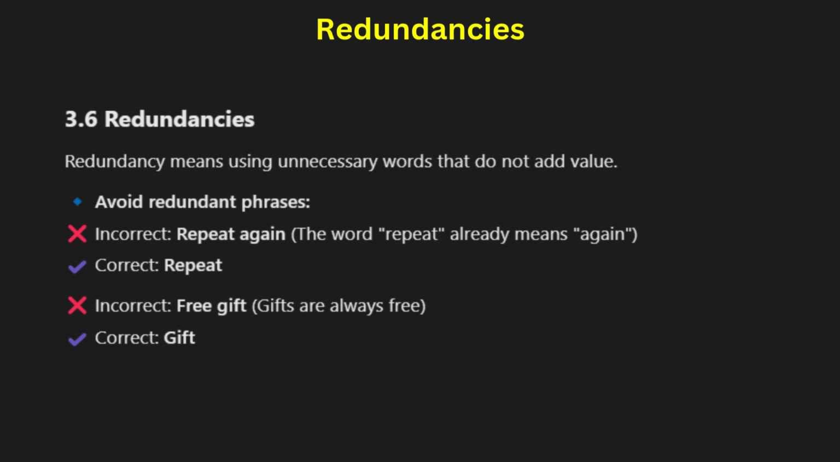So now redundancies. Redundancy occurs when unnecessary words are used, making the writing repetitive. For example, "the past history" is incorrect because history already refers to the past. Similarly, "basic fundamentals", "free gift", "advanced planning" contain unnecessary words. Instead of saying "in order to", say "to". Instead of "repeat again", just say "repeat".